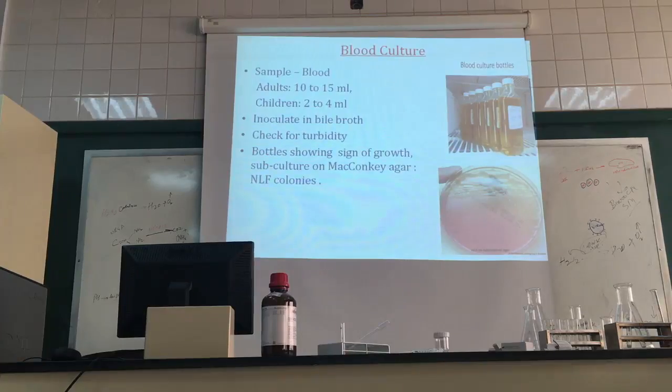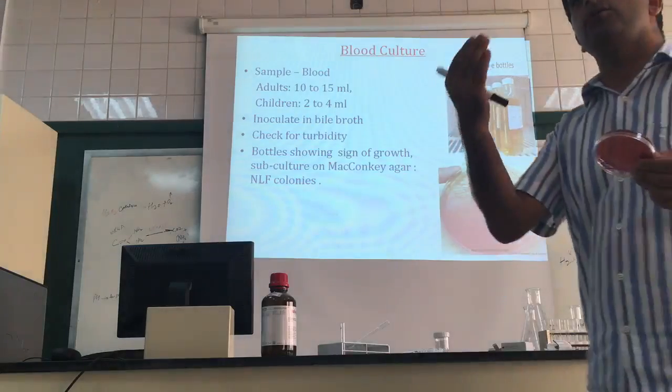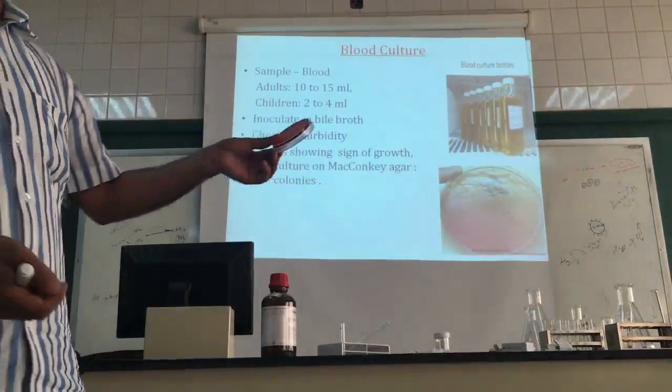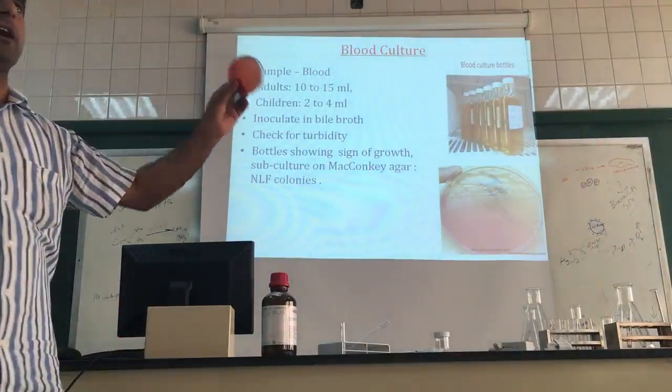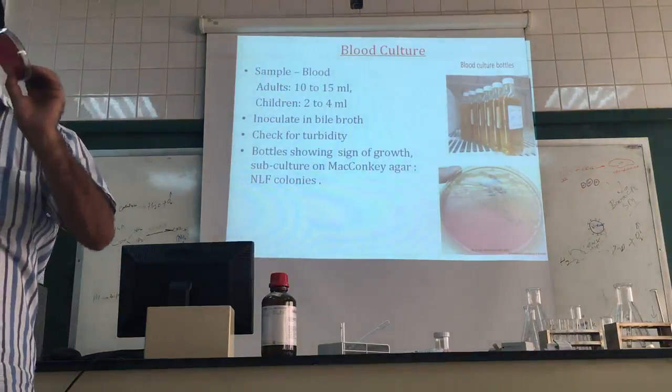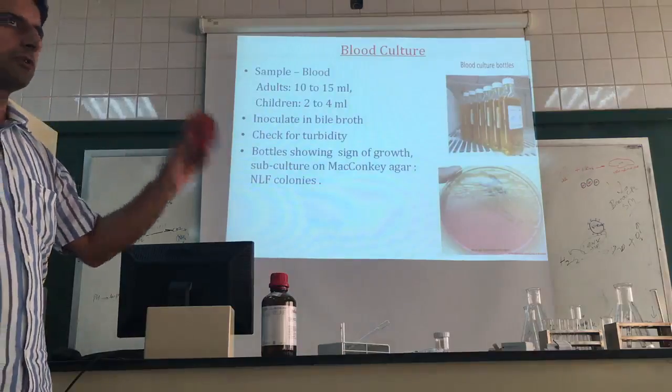As non-lactose, you see here, no color. If it is a lactose fermenter, the color will be pink. Why? Fermentation. Fermentation, correct. There will be the fermentation, there will be a decrease in the pH and you will see the bacteria is lactose fermenter or non-lactose fermenter. So for Salmonella on the McConkey, it is non-lactose fermenter. Okay? It is non-lactose fermenter.